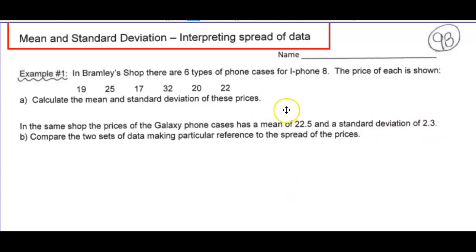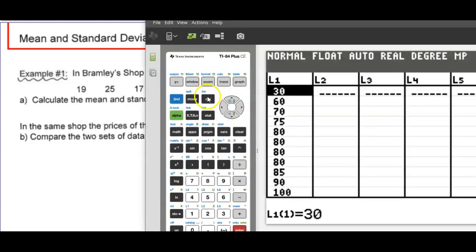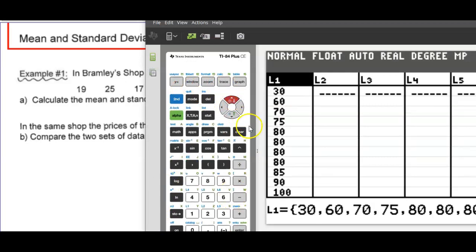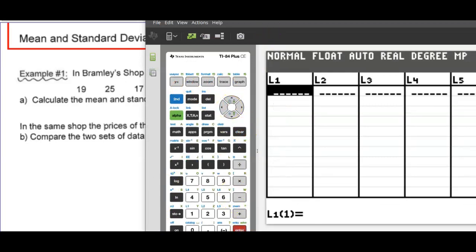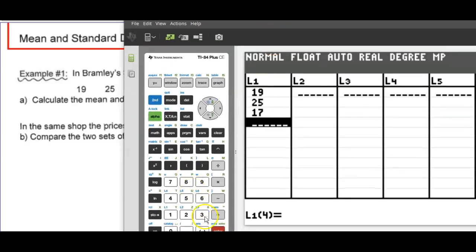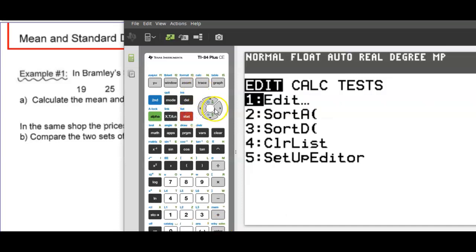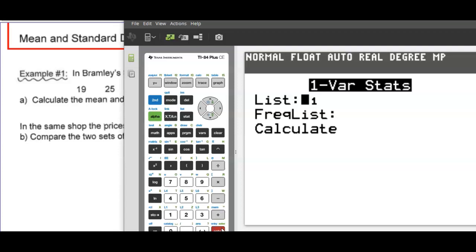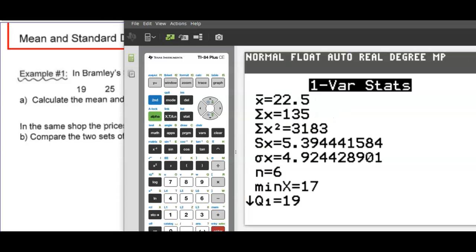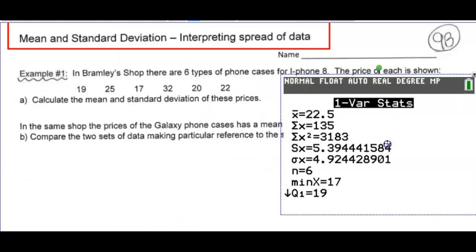Oh, no, that's a different set. Okay, I got it. Sorry. I'm going to just go up and clear my list and put these in. 19, 25, 17, 32, 20, and 22. Okay, and then it's stat, right arrow, it's the very first choice, enter. And they want the mean and the standard deviation, which are both on this screen.